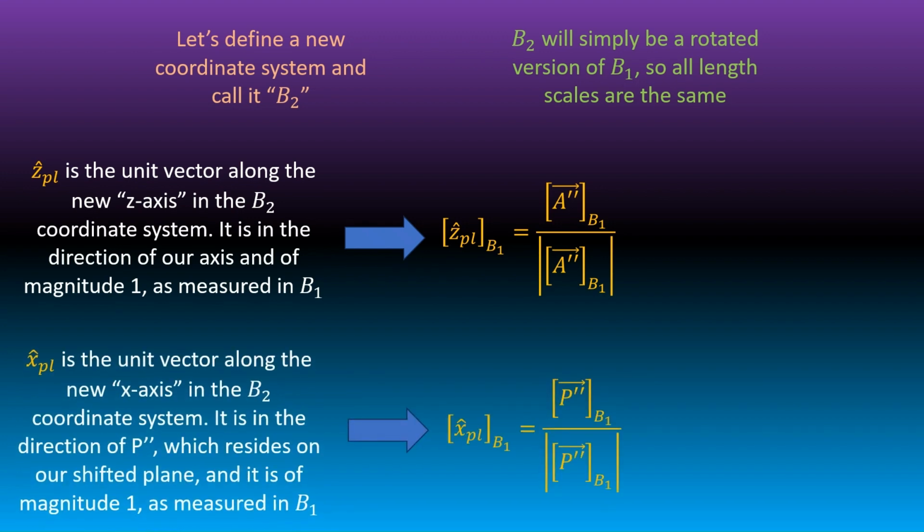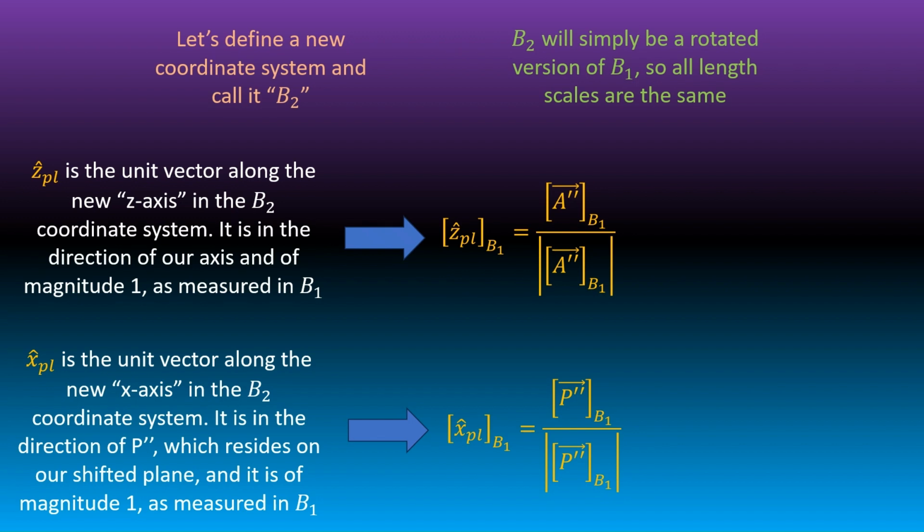So now X hat PL will be the equivalent of the x-axis in our B2 coordinate system, and it will be in the direction of P double prime and of magnitude 1 as measured in the B1 coordinate system. And X hat PL will actually be located on our plane, because remember, the vector pointing to P double prime is entirely located on our plane, because it is congruent with that black vector.